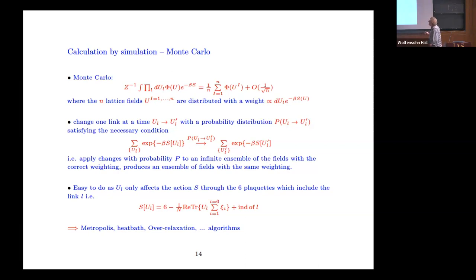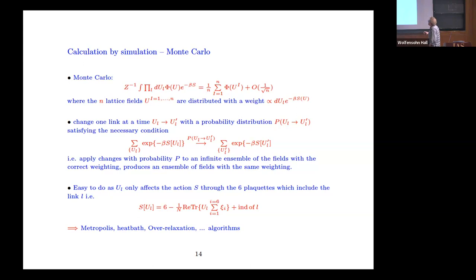Here is the sort of thing we want to calculate, where the Z is of course the same as this, but without the phi in the integrand. So we're looking at the expectation value of some operator, which may be a correlation function, or the product of two fields at different times. That's the sort of thing we want to evaluate. The way to evaluate it by Monte Carlo is to produce some number, let's call it N, of lattice fields. So this U is a lattice field: the link matrices on all the links of the lattice.